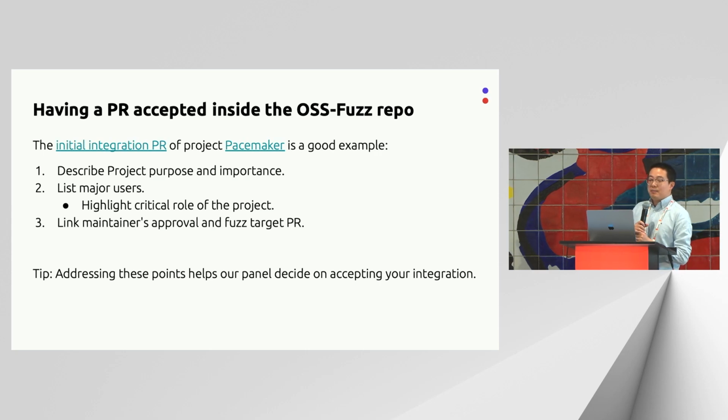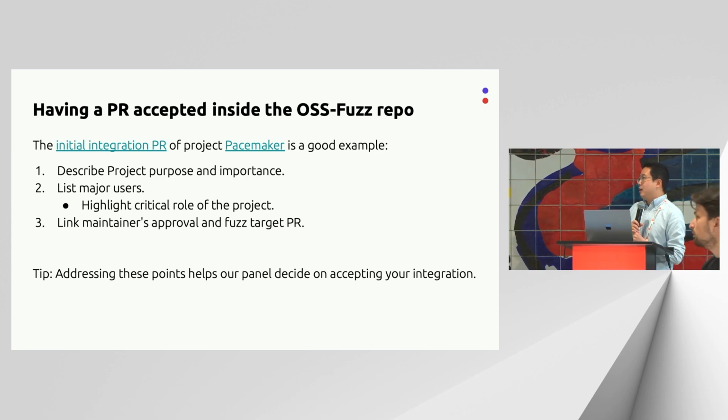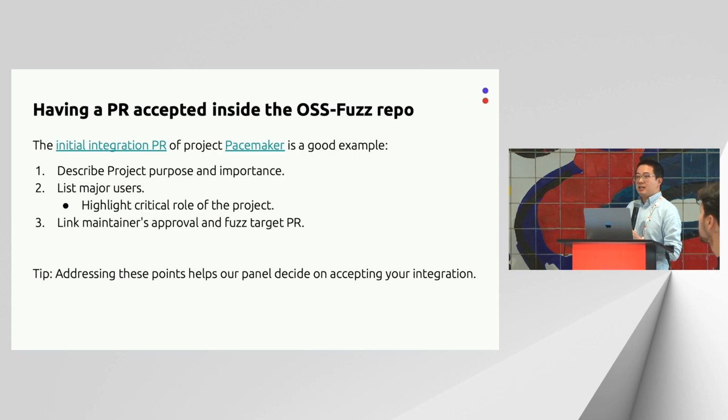And third is to list the maintainers' approval for the fuzz target PR. So for example, when you integrate your fuzz target into the upstream project, normally you will ask the maintainer if it is okay to add their project into OSS-Fuzz and fuzz it so that they can receive updates on the results. Once you have their approval, please also tag them, or at least add a link to the approval so we know the maintainers are okay with this. Addressing these points will help us decide whether we want to accept this PR, and this is very important to us. Thank you.